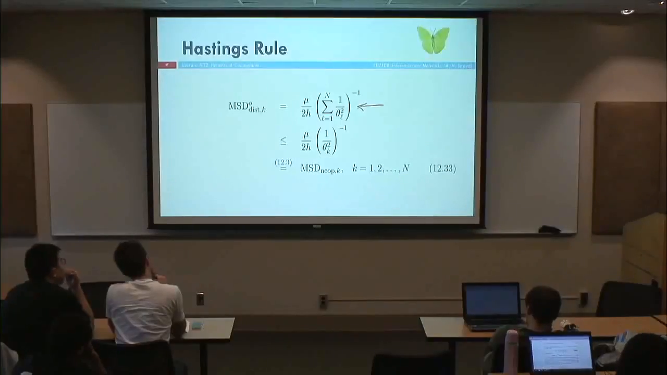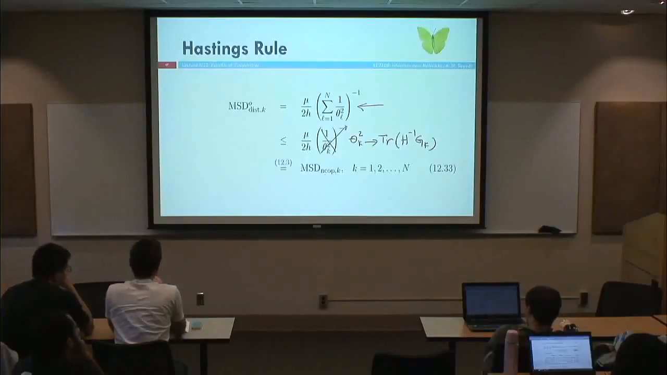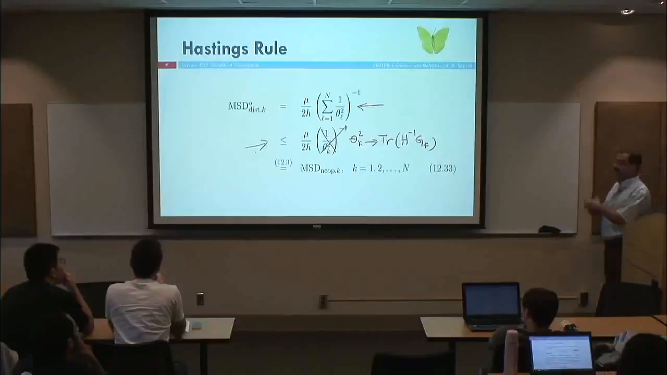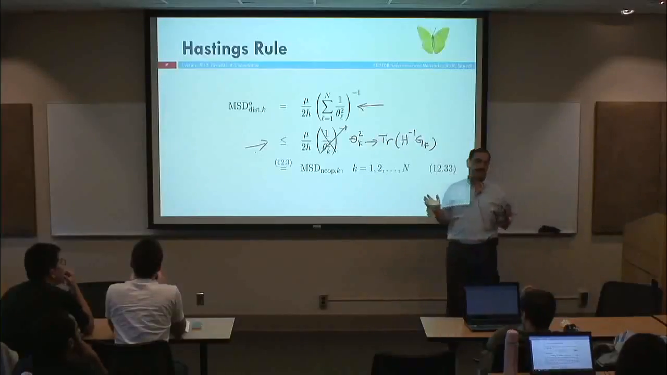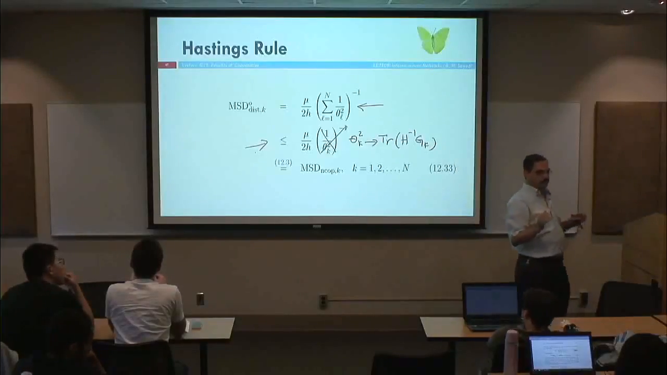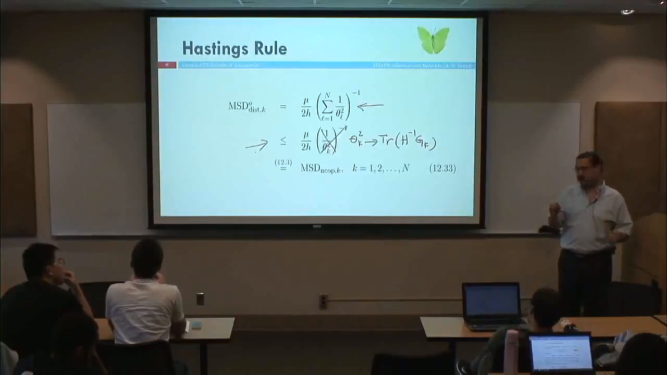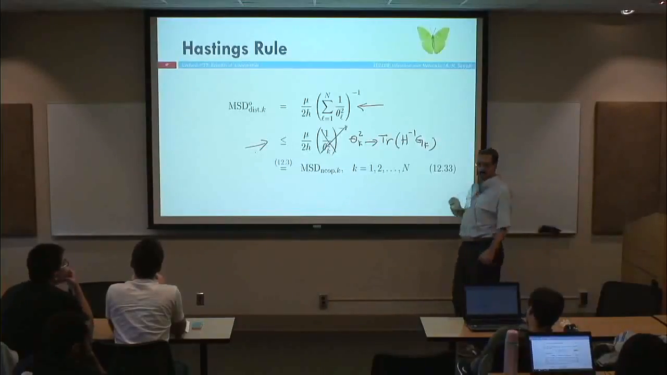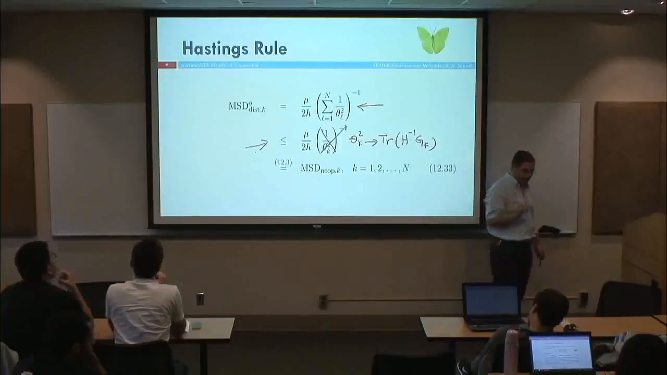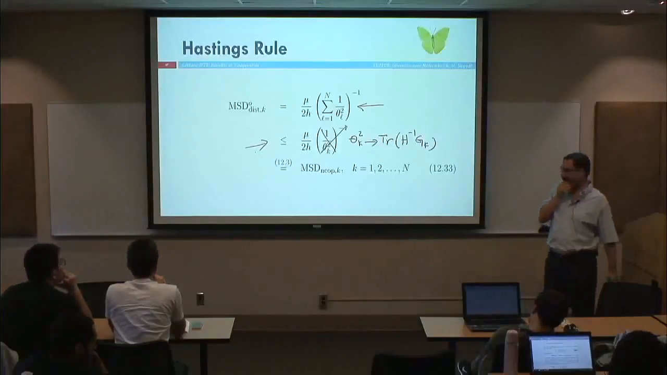Because what is the inverse of 1 over theta? This is simply theta, correct? Which is the trace of H inverse G_k, right? So you see, you do get that the Hastings rule ensures that not only the network is performing better than the centralized solution, better than the non-cooperative solution, but also better on an individual basis. You understand? Interesting, right? Okay.